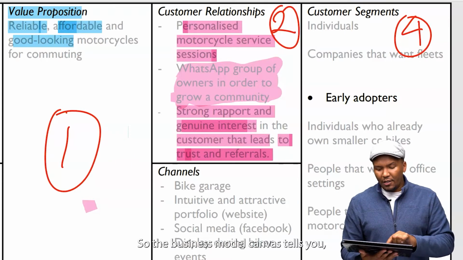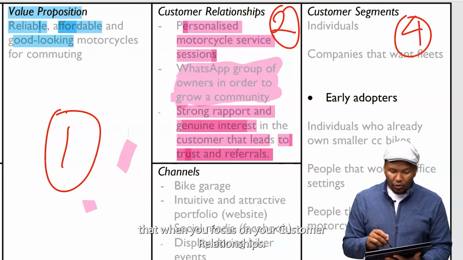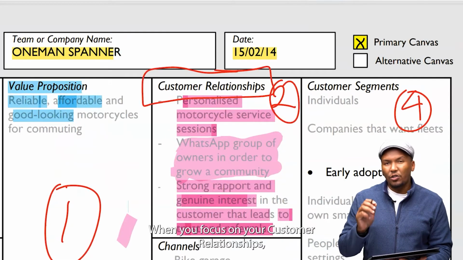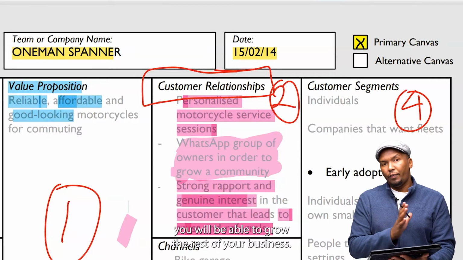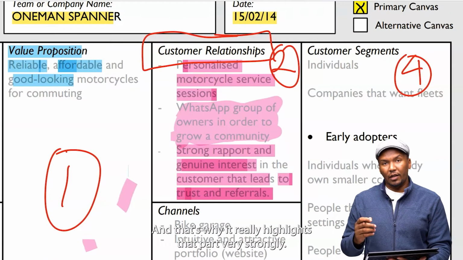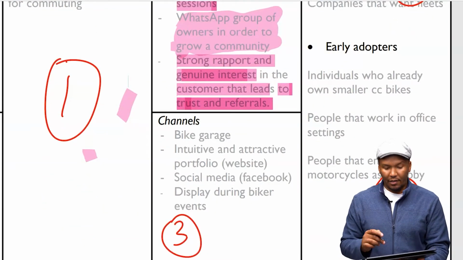So the business model canvas tells you that when you focus on your customer relationships, let me move this down, when you focus on your customer relationships, you will be able to grow the rest of your business. And that's why it really highlights that part very strongly. And it leads us to the third part.